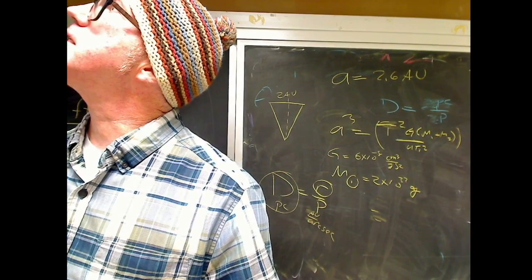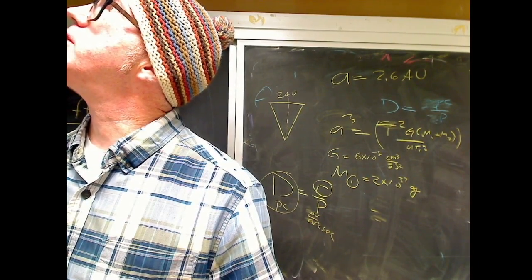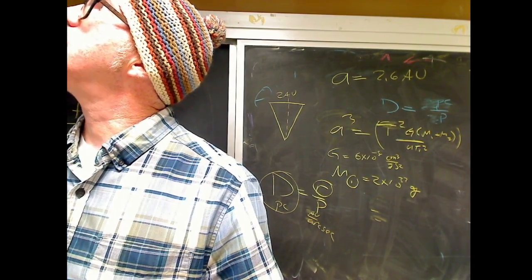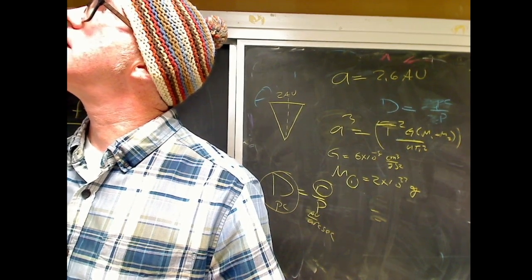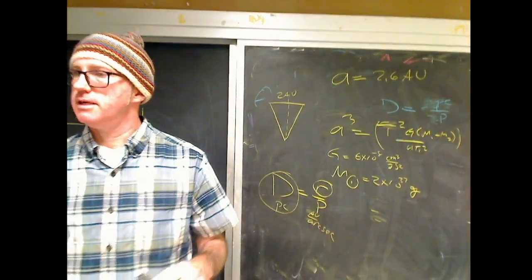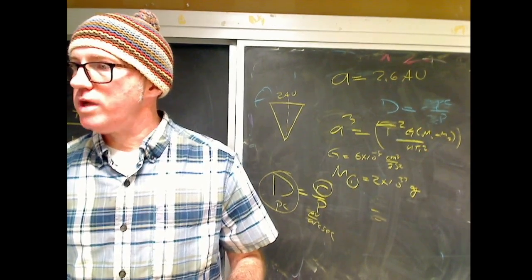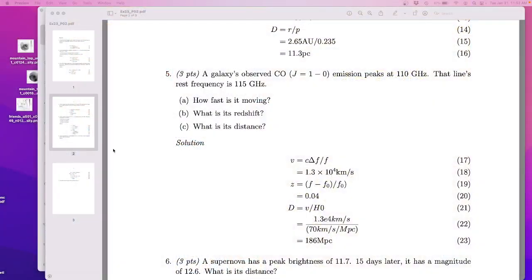Okay. A galaxy is observed, and its carbon monoxide emission peaks at 110 gigahertz. That's how I see it. That line's rest frequency is 115 gigahertz. So how fast is it moving? And what's its redshift? And what's its distance?